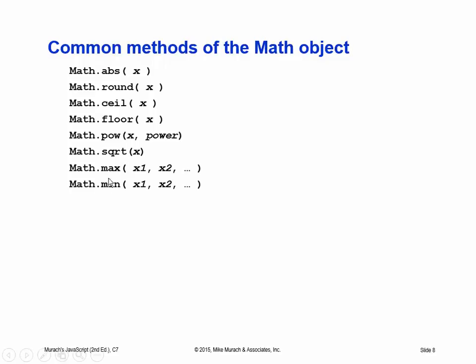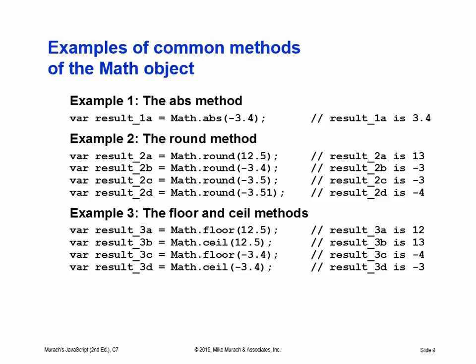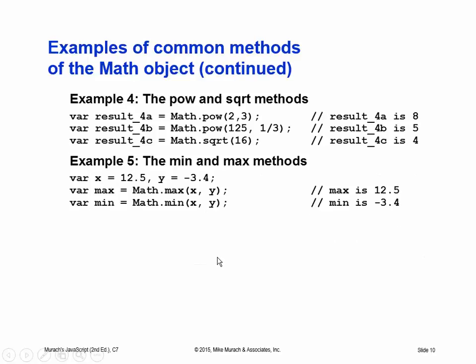Math.max and min, these are some interesting ones, and we'll look at those in a little bit. They return the largest value from their parameters or the smallest number from their parameters. So the max and min can take one or more parameters. If there's no parameter, max returns negative infinity and min returns infinity. Here is an example of the absolute value, rounding, the ceil and the floor methods, the pow and the square root methods, the min and the max.